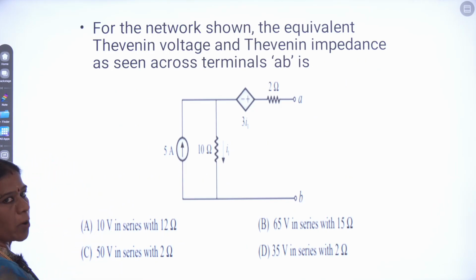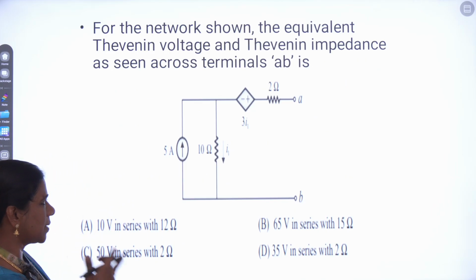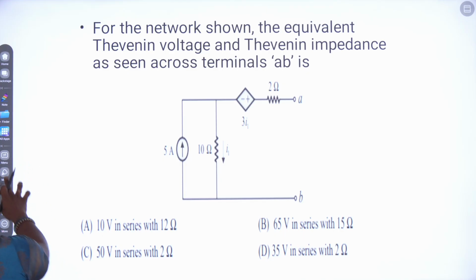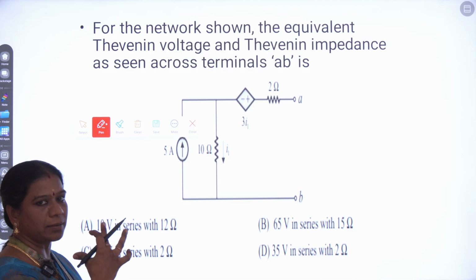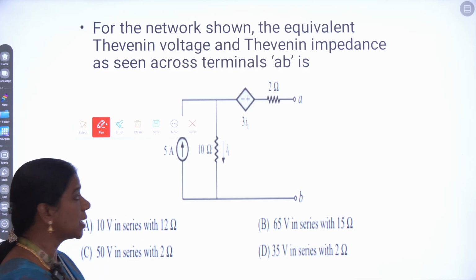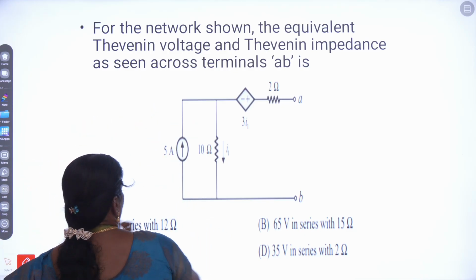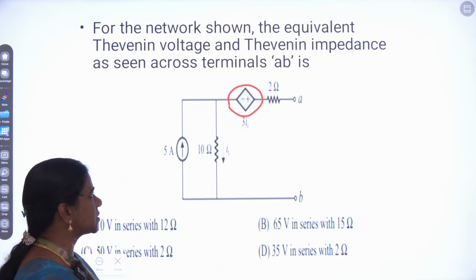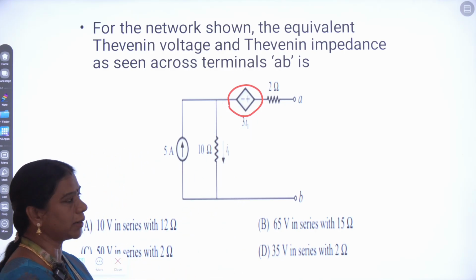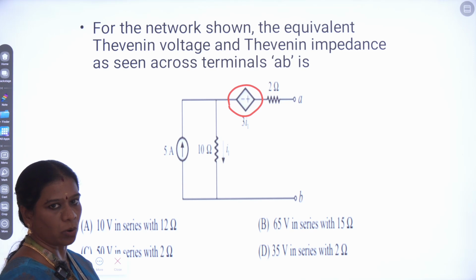So students, this is the problem given for us. If you see the circuit, you can understand it is not only an independent voltage source and current source. Here we have a dependent source. Okay, dependent source is present. Pi is the value for that voltage source, which is the dependent voltage source.